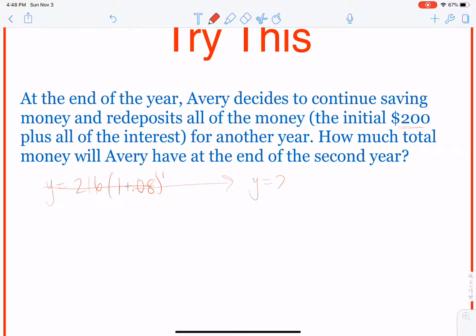we could say that we're starting with our initial $200 and I have my 1.08 raised to the second power because I'm doing the same thing for 2 years. So at the end of that 2 years, Avery will have $233.28. So I could have done this here and it would have yielded the same answer for me.